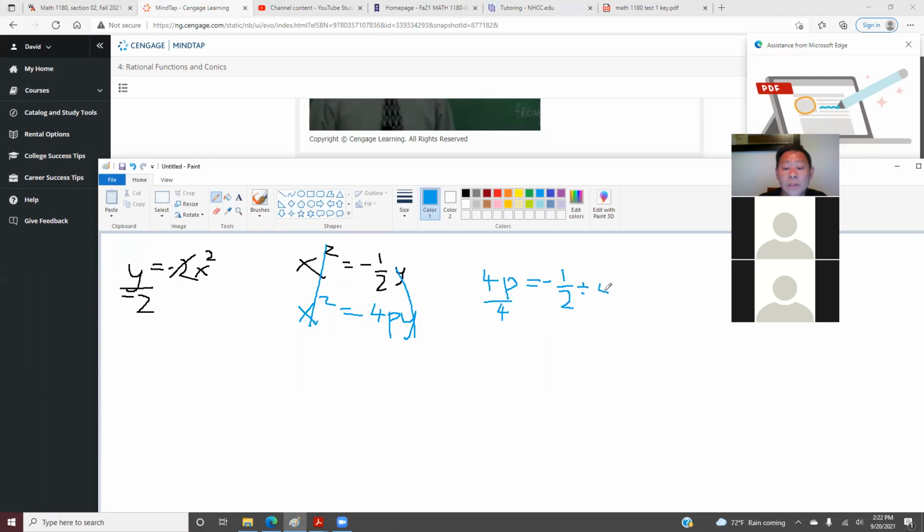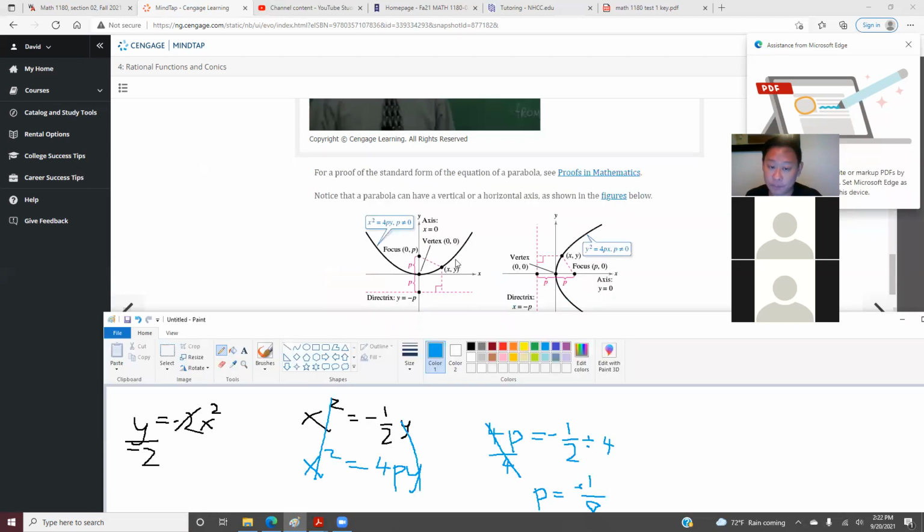So you guys know what happens when you divide this by 4. What is the p value in this case? What is negative 1/2 divided by 4? Calculators. Negative 1/8. This is negative 1/8. Now, as I mentioned early on, since your p is negative, is it going to open upwards or open down? Down. This opens downward.